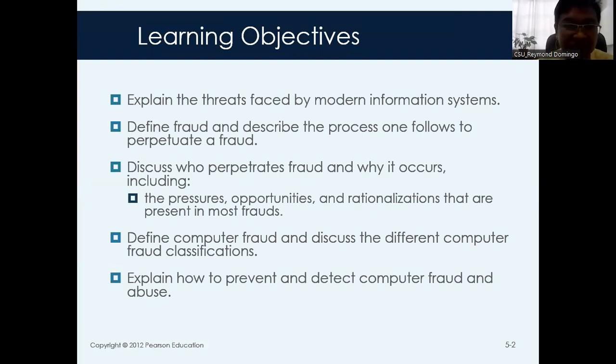So for our learning objectives, by the end of the discussion, we should be able to explain the threats faced by modern information systems, define fraud, and describe the process one follows to perpetrate a fraud, discuss who perpetrates fraud and why it occurs, including the pressure, opportunities, and rationalizations that are present in most fraud. We have to be able to define computer fraud and discuss the different computer fraud classifications, and explain how to prevent and detect computer fraud and abuse.